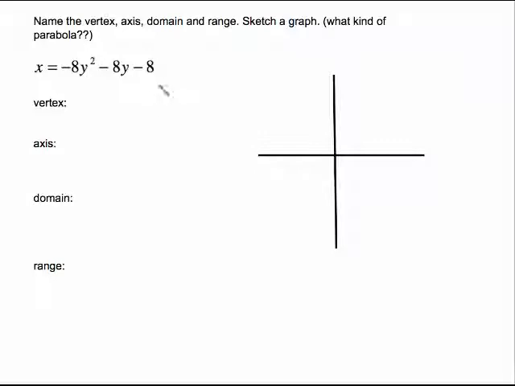Here we have one that is not in the standard form, but we can use our negative b over 2a, but we have to be careful with something. This is still a, this is still b, this is still c. And when I do negative b over 2a, negative of negative 8 is 8. 2 times negative 8 means this is 8 over negative 16, which reduces to negative 1/2.